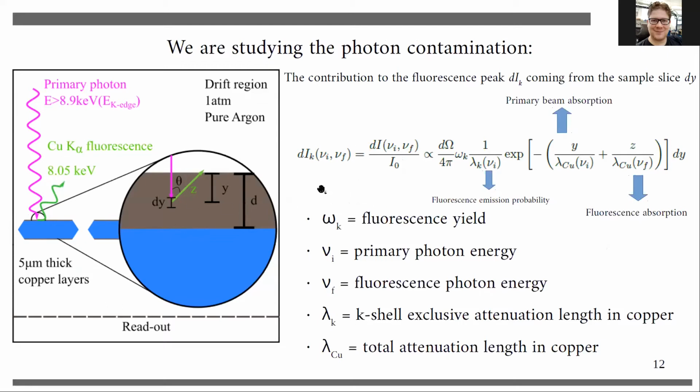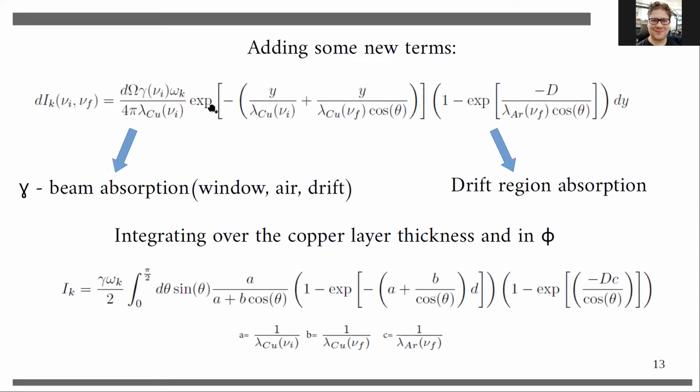So we can calculate the contribution of this fluorescence peak, which appears inside our detector, by using this expression here. So we are going to have a term which is proportional to the primary beam absorption, then the fluorescence absorption by the sample. And we also have to take into account different things. I'm not going to enter into too much detail, but another thing that we have to add is also the probability to absorb this fluorescent photon inside the drift region. So we have to add this term here. And also we have to add some terms which are related with the beam absorption before it interacts inside the detector. So we have to take into account the window transmission, the air transmission, and also the drift transmission. So if we integrate over all the copper layer and over the phi angle, what we get is this final integral here, which we can solve numerically.